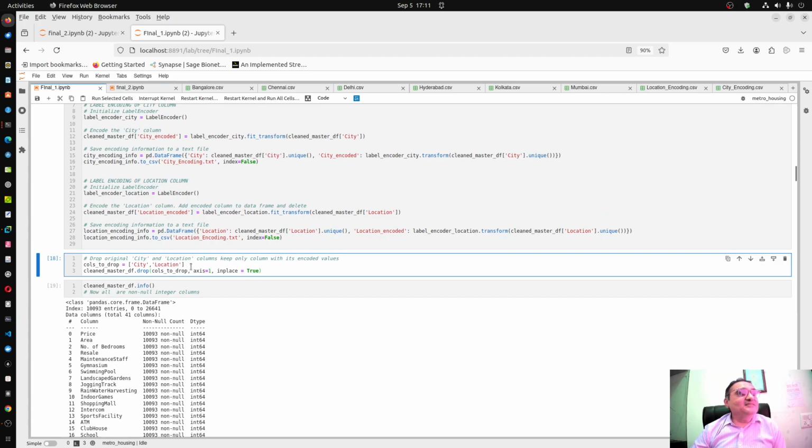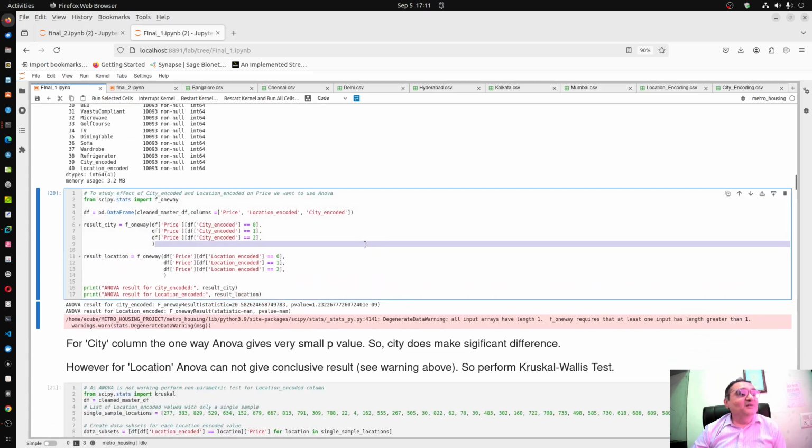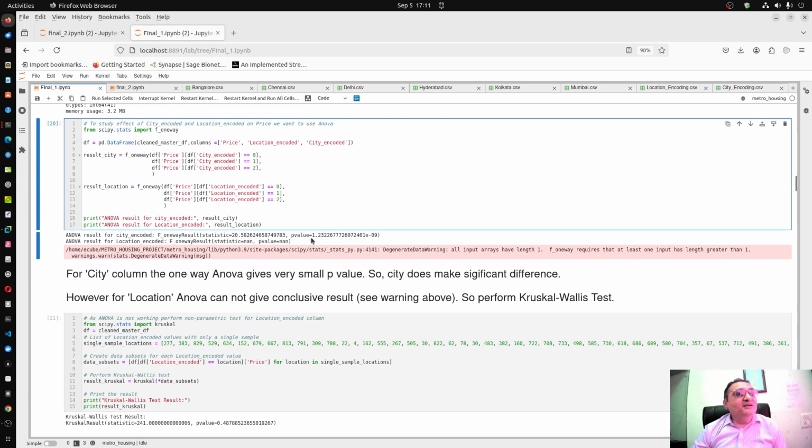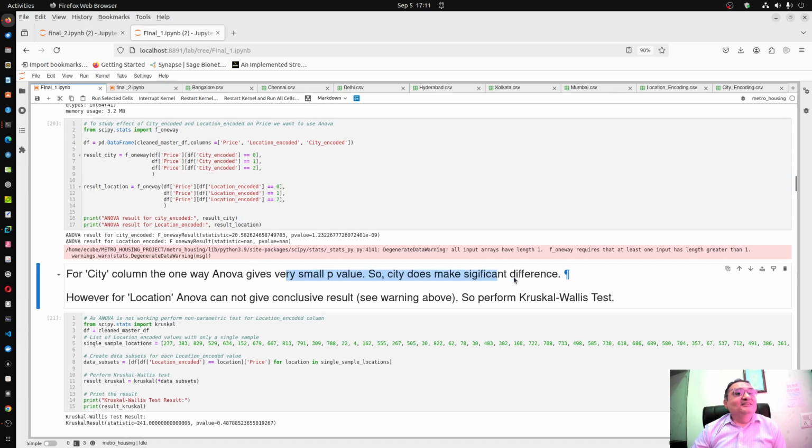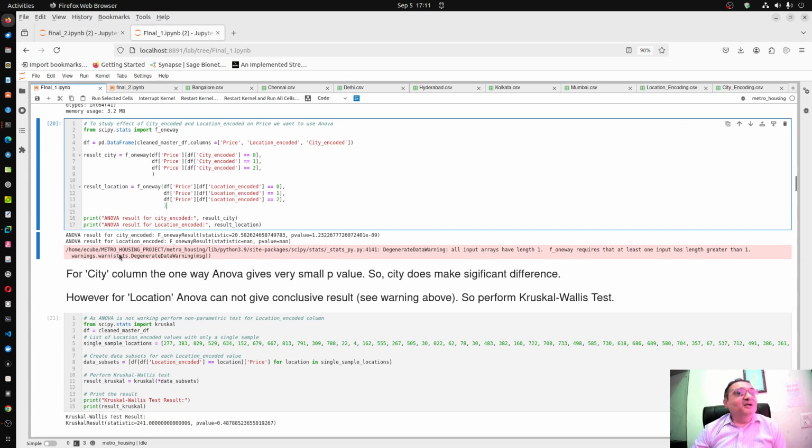Okay. Then these city and location columns were initially tried to be dropped, but it was found that model accuracy was not sufficient. So we decided to perform ANOVA. ANOVA came out to be 1.23 into 10 raised to minus 9 for city. That is a very small p value, and that means it is clear that city makes a significant difference, and therefore we cannot drop city. But unfortunately for location, ANOVA failed. It gave NaN. It did not give any conclusive proof.